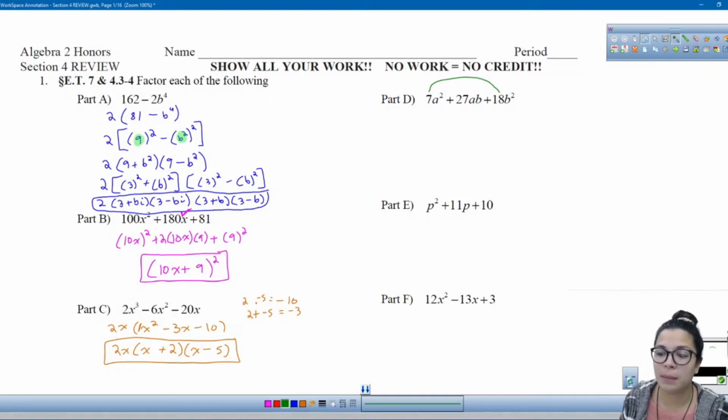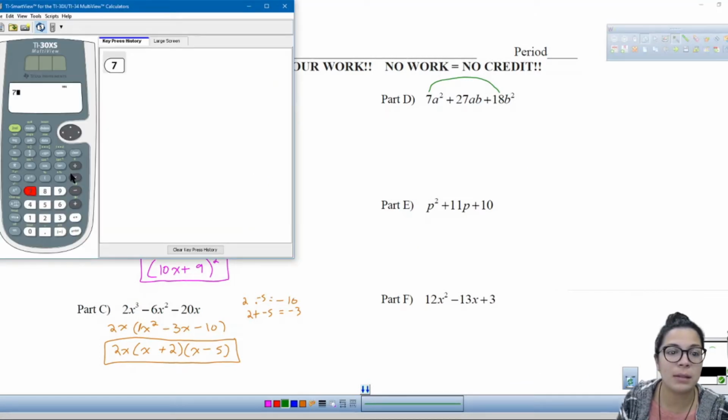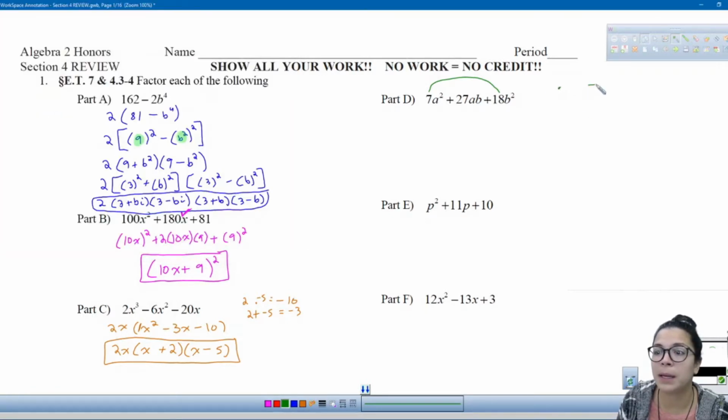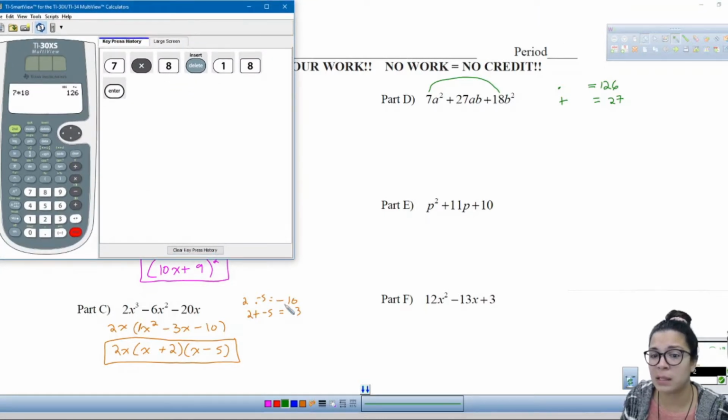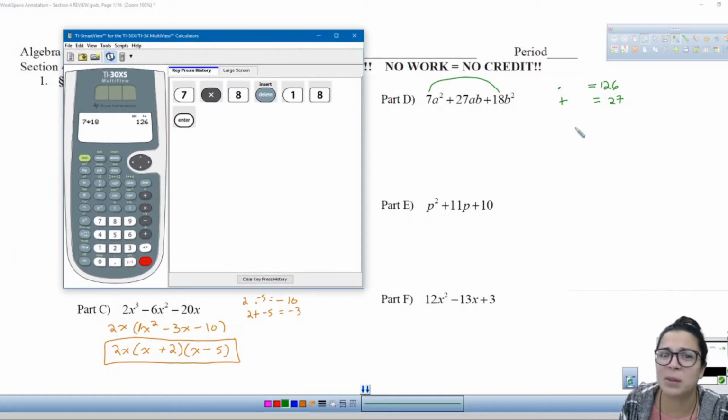And so, as I mentioned, 7 times 18, excuse me, is 126. So we need to multiply to equal 126, and we need to add to equal the middle 27. So this is a lot more difficult to try to figure out the two numbers. Like here it was a lot easier because it was just multiplying to -10 and adding to -3. But here we're multiplying to 126, which is a lot more difficult to try to figure out.